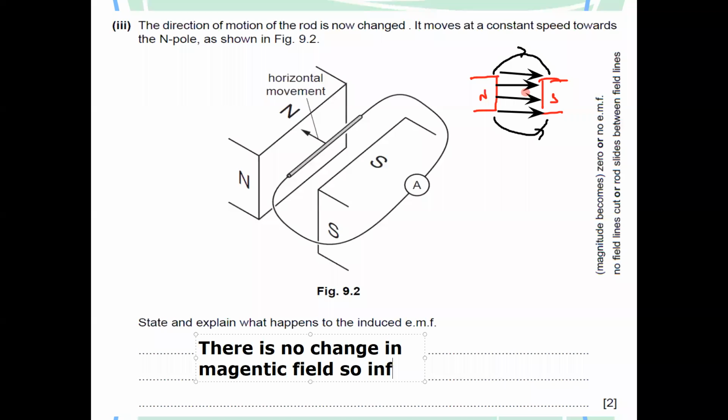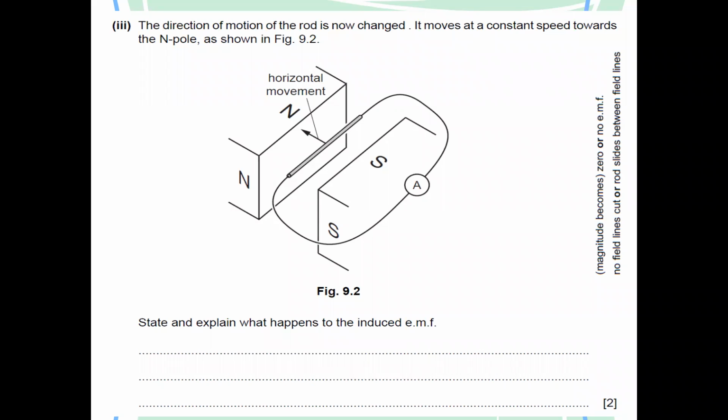So the induced EMF is 0, or there is no induced EMF. So always remember that the wire should cut the magnetic field, should cross the magnetic field. If it is moving along the magnetic field, there is no induced EMF because there is no change in magnetic field.